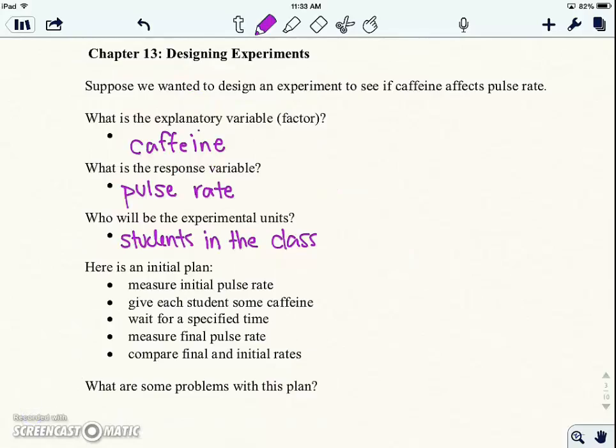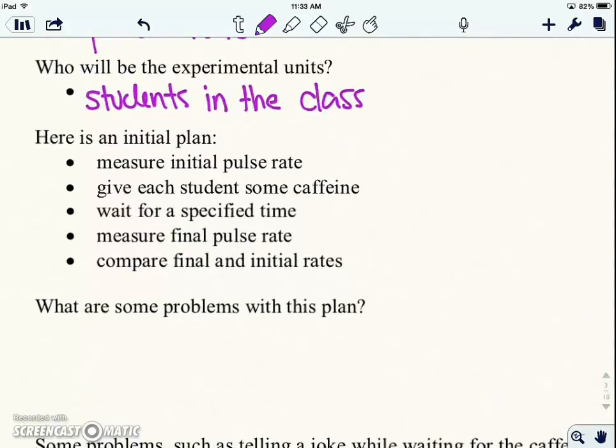Okay, before we did an experiment, we would need to have a plan. So here would be our initial plan. We're going to measure initial pulse rate, give each student some caffeine, wait a specific time, measure the final pulse rate, and compare the final pulse rate. What are some problems with this plan?